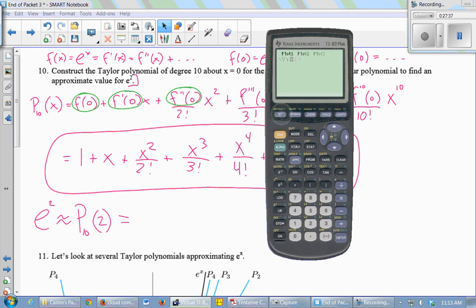So I typed that whole 10th degree polynomial in here. I'm going to quit out of here, and I'm going to check e squared. I'm going to have my calculator do e squared, and it says that it's about 7.389. Then I'm going to have my polynomial estimate e squared by plugging a 2 into that polynomial. So I'm going to do vars, y vars, function 1, evaluated at 2. And we have a really good approximation. Agrees to 2 decimal places.